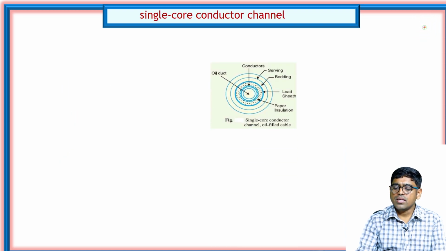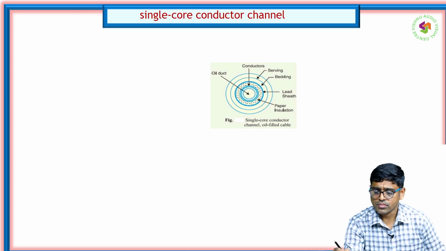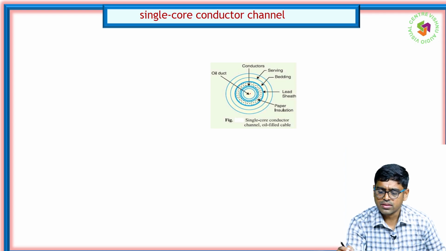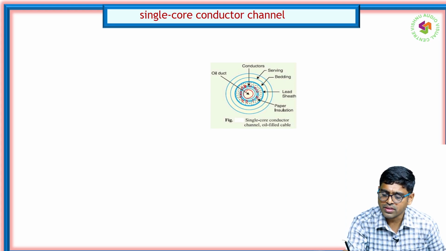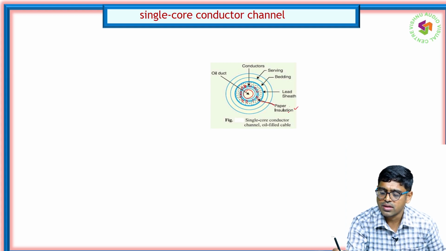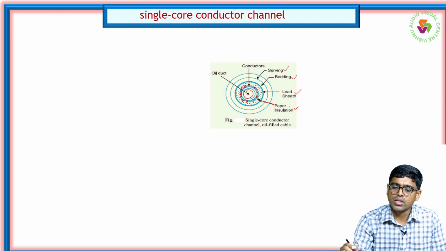In the single core conductor channel, we can see that the first one is the oil duct. These are the conductors. Here the conductor is placed around this oil duct. It is the oil duct. Here oil can be placed. After this conductor we have paper insulation. After paper insulation it has a lead sheath. Then it has bedding, serving, like that. So it is about the single core cable.